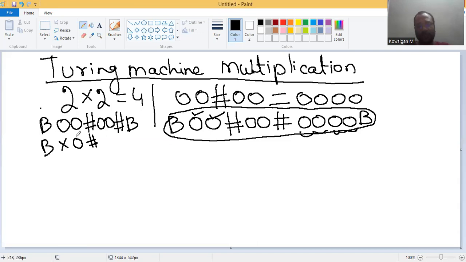This zero will not be processed now, so move as it is to the right hand side. Then after encountering hash, again move to the right hand side. Now this zero will be replaced as X, and we are going to move to the right hand side. So this zero will be kept as it is, and we will be moving to the right hand side. Then after reaching the hash symbol, again you have to move to the right hand side. Now this blank will be replaced as zero, and we have to move to the left hand side.